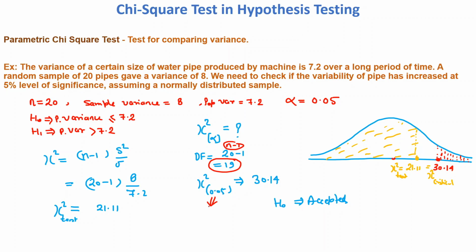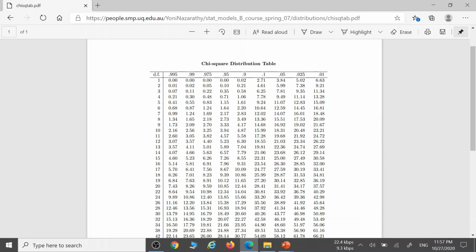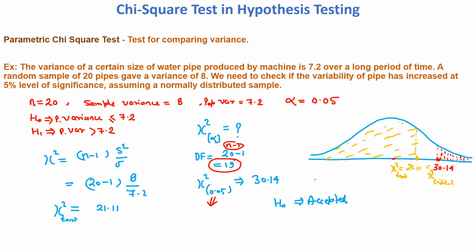We can check this by using the chi-square table. So let's check the chi-square value at 0.05. This is the table. Here you can see the 0.05 significance level, and the degree of freedom is 19. So we are getting a chi-square critical value of 30.14. If we draw it here, this is the chi-square value at the critical level. It means this is your critical region.